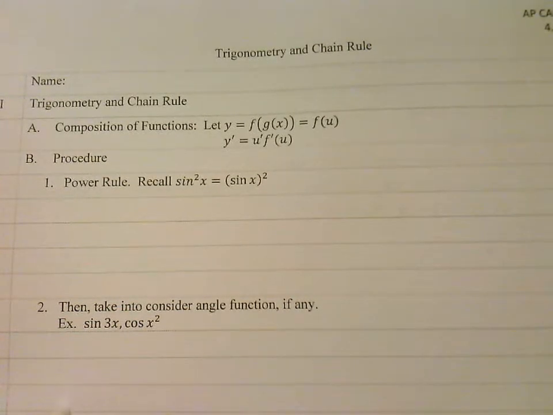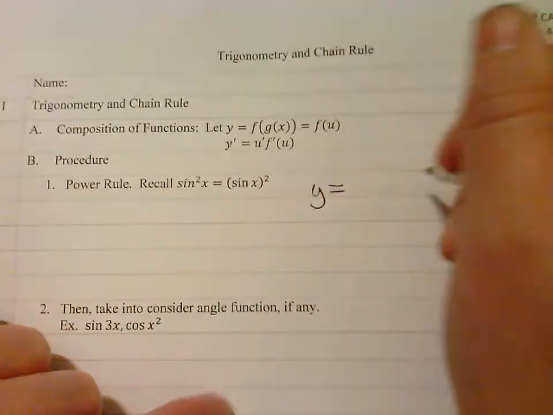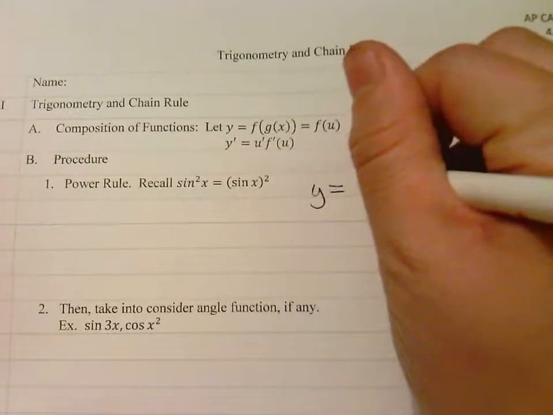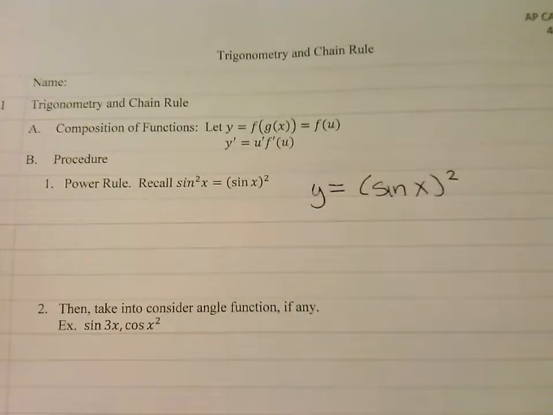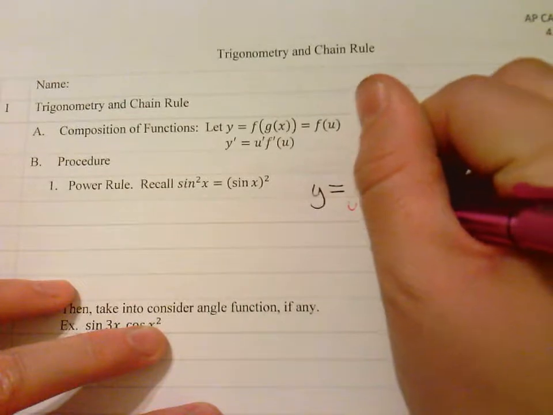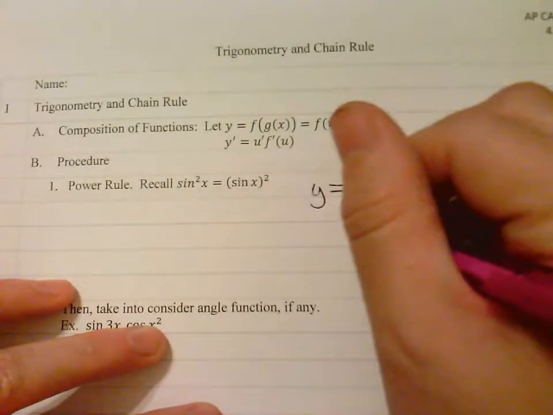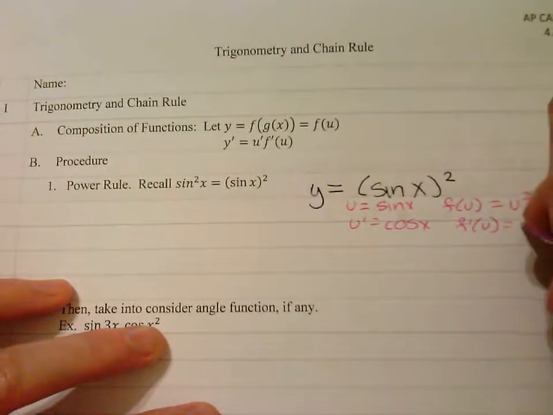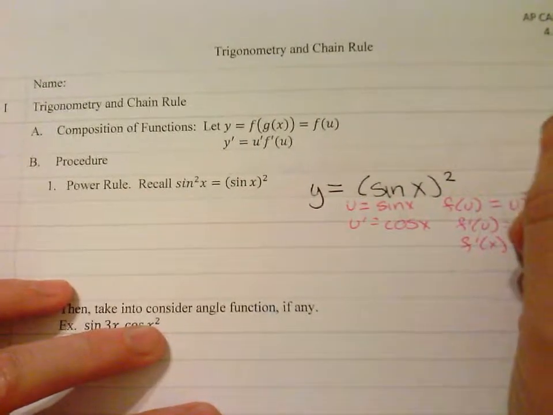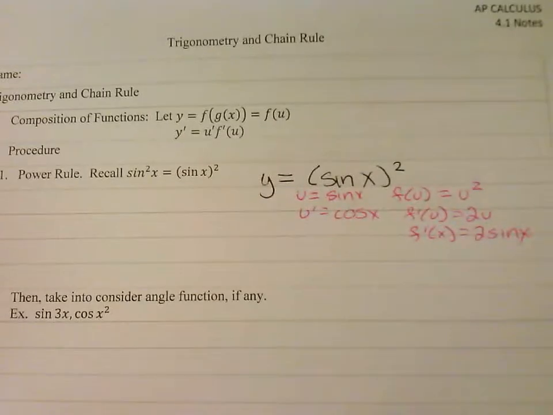Okay? So if I were to find this, let's just say y equals sine of x squared. So my u is going to be sine x, and my f of u is going to be u squared. So my u prime is going to be cosine of x, and my f prime of u is going to be 2u. So then for f prime of x, I'm just going to resubstitute back in, so you're going to have 2 sine of x. So I'll find the chain rule by multiplying this times that.